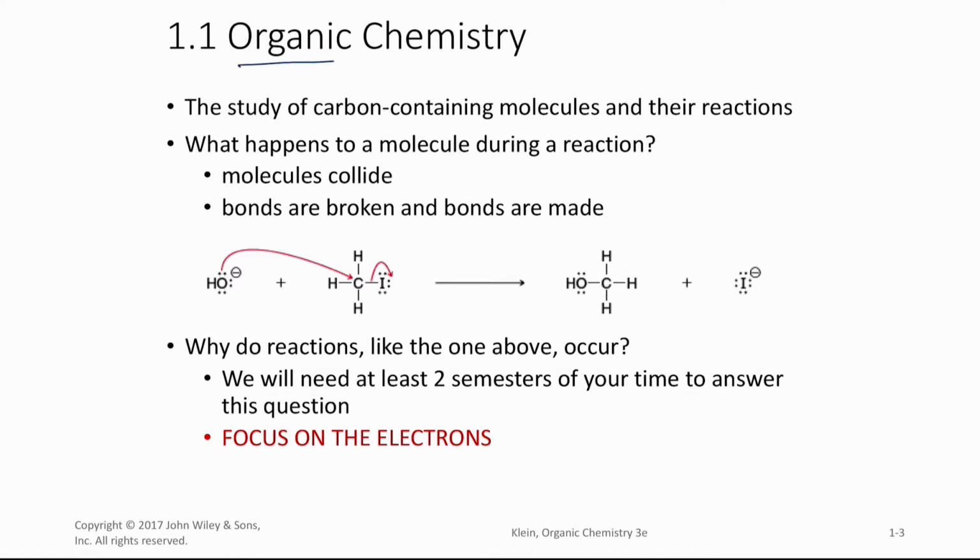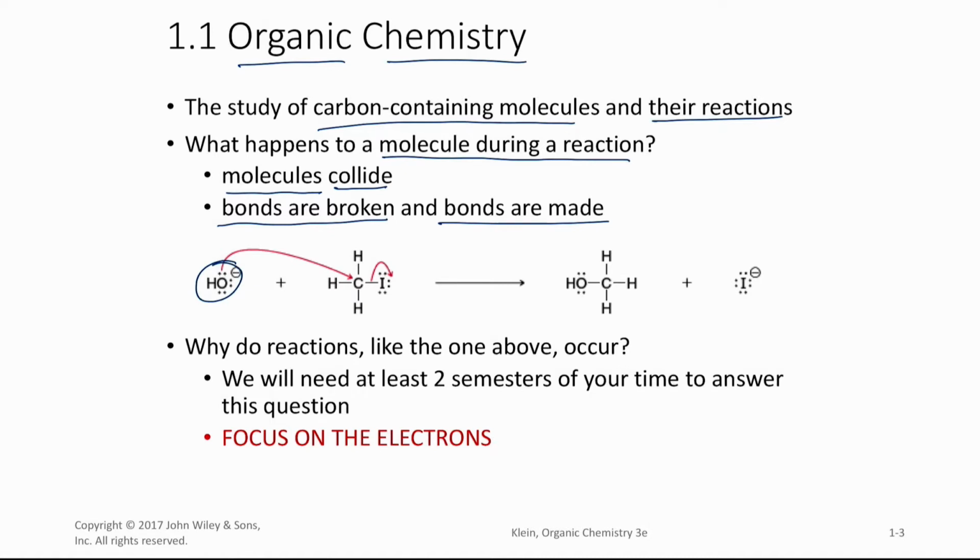So what is organic chemistry? The name itself says organic, meaning that it's the study of carbon-containing molecules and their reactions. What we are concerned about in organic chemistry is what happens to a molecule during a reaction. First, the molecules collide, and second, some bonds are broken and other bonds are made. For example, look at the OH molecule combining with CH3I. Notice the movement of these electrons. Once they bump, they exchange electrons, and the change in electronic structure is what results in the final compound.